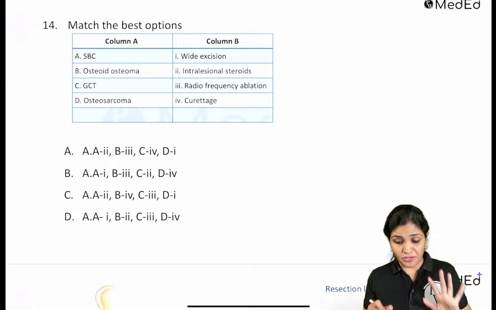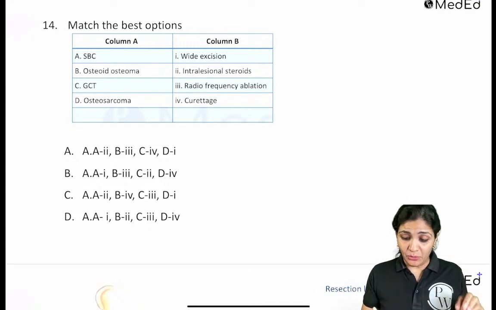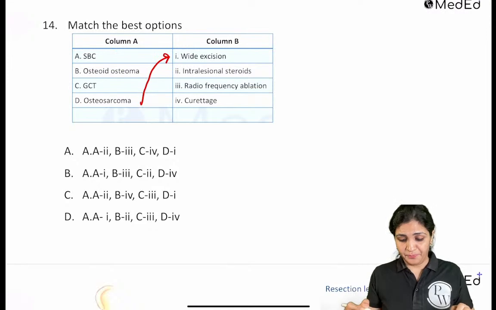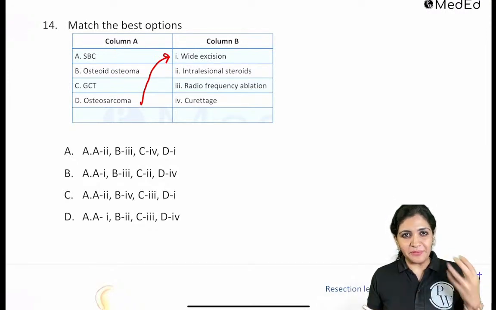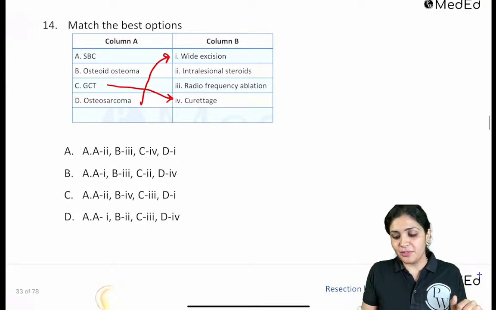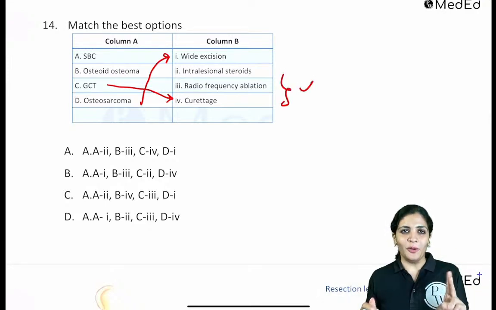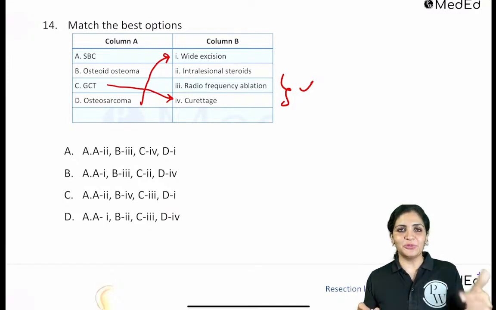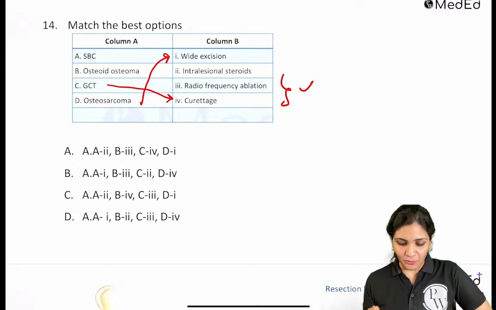So for me, the osteosarcoma is supposed to be the easy one, because I know the osteosarcoma is wide excision, right? And GCT, everybody keeps saying that it's curettage. So now I'm left with 2. So this is the problem. So everybody solves the 2 options. Those who solve the other 2 are the toppers, right? So now we are going to be the toppers.